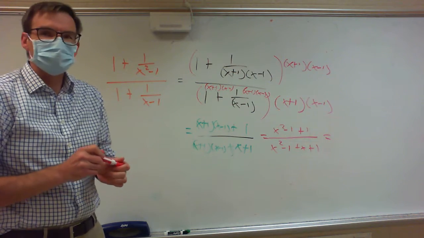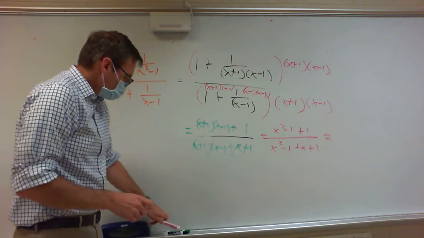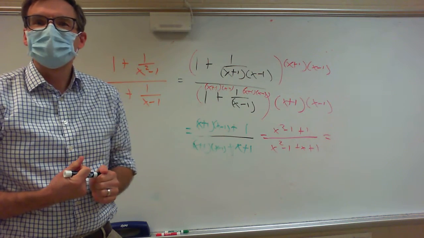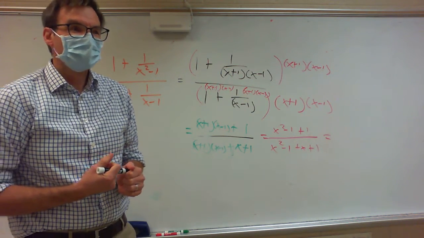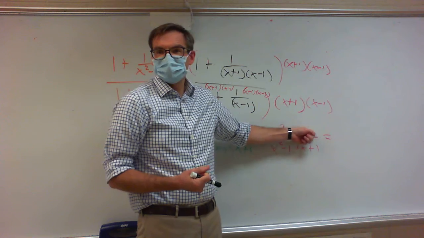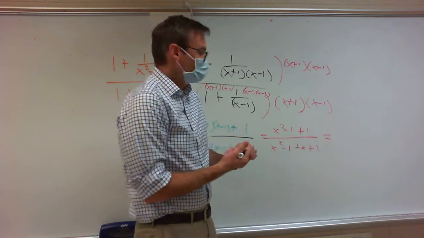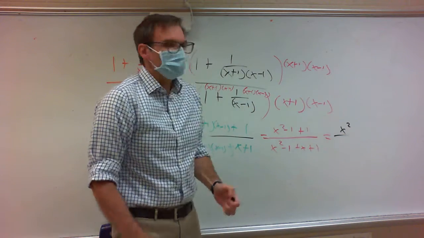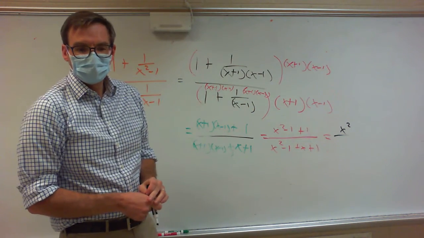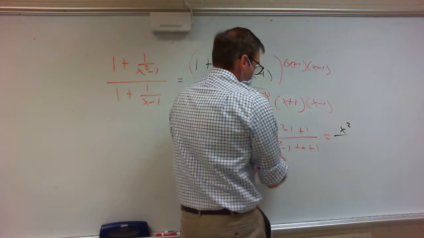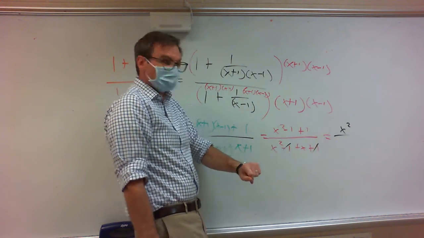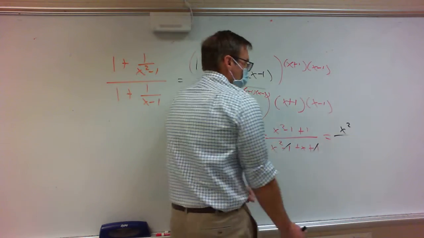Now things get a little interesting. See, what's the top become? You got x squared minus 1 plus 1, what's going to happen? You just get an x squared. And what happens on the bottom? Right? The minus 1 and the plus 1 cancel. And so I get x squared plus x.